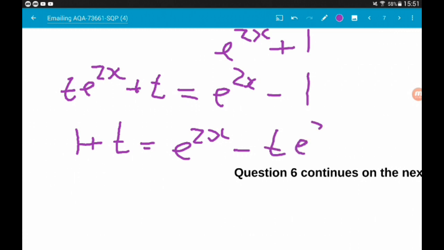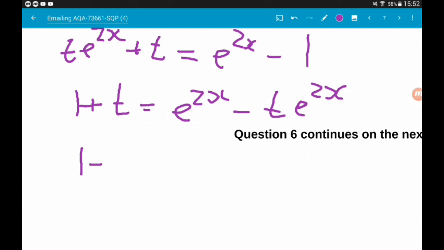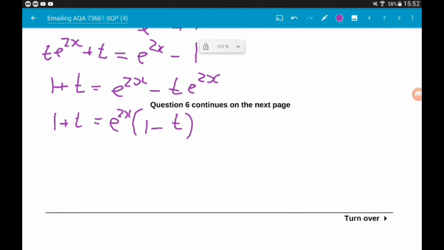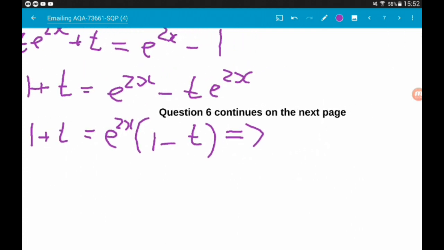Now, on the right, we have a common factor of e to the 2x. So I'm going to factorize. So I'm going to say we got 1 plus t is equal to e to the 2x times 1 minus t. So, from there, if I divide both sides by 1 minus t, I've got 1 plus t over 1 minus t is equal to e to the 2x.